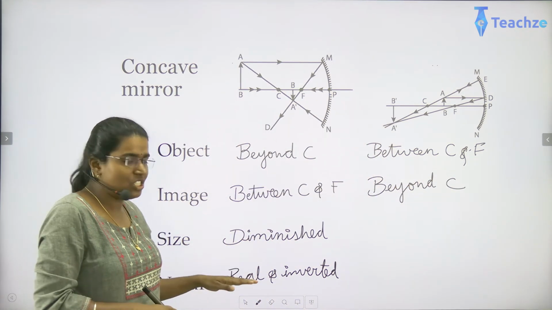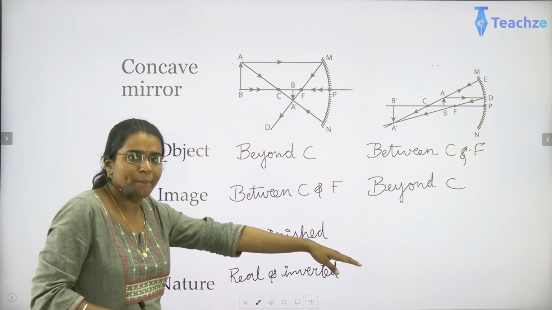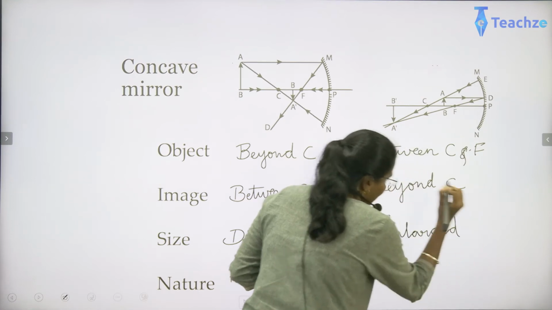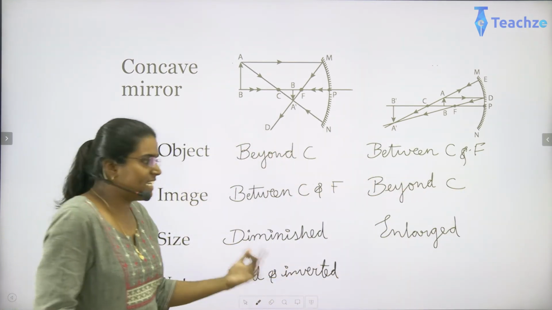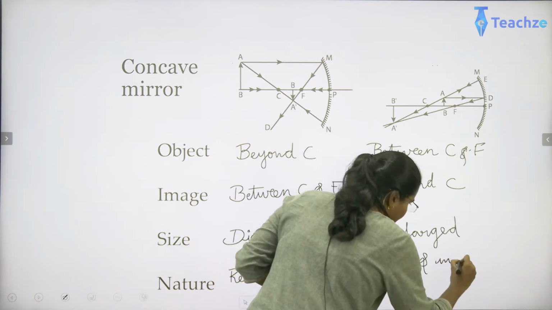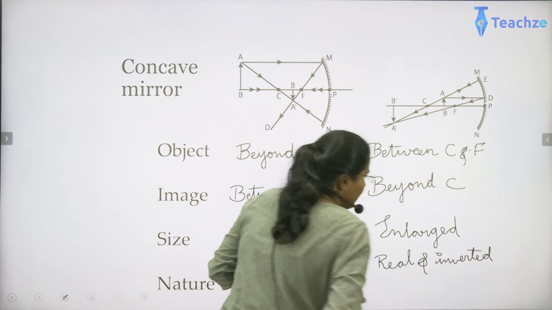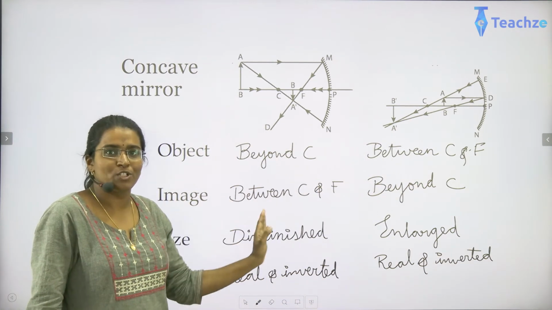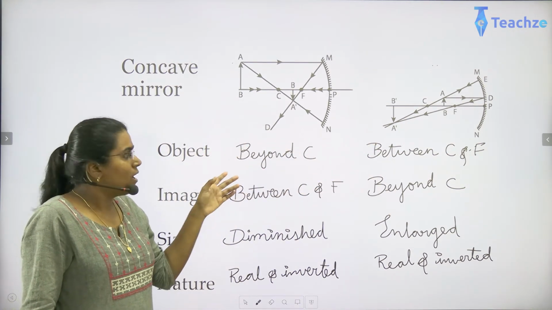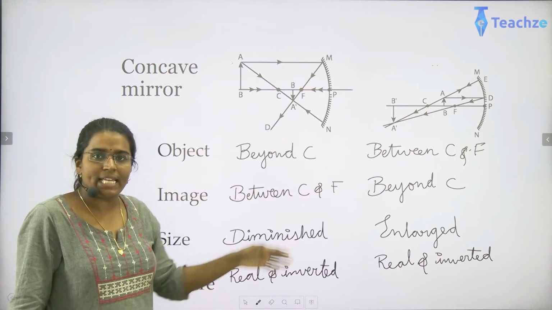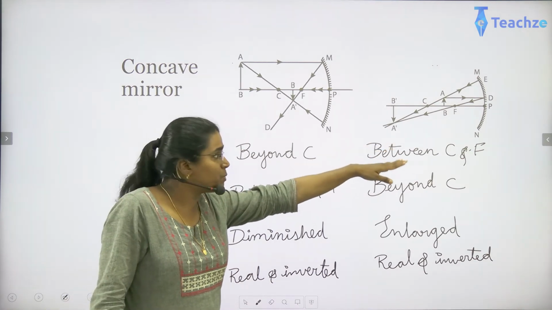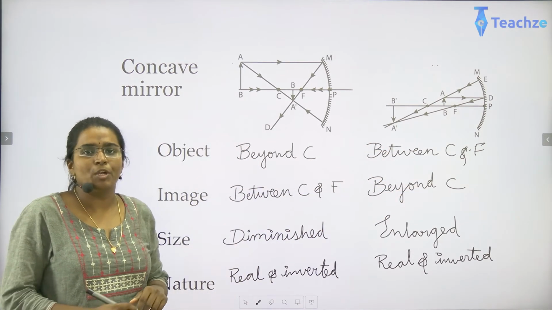So if it is diminished here, it should be enlarged. Good. Enlarged. And then real and inverted would be the same. The nature would be the same. Okay. So you can again see the opposite of the third case will be the fourth case. When I keep my object beyond C, my image will be formed between C and F. The vice versa of this will be the fourth case.